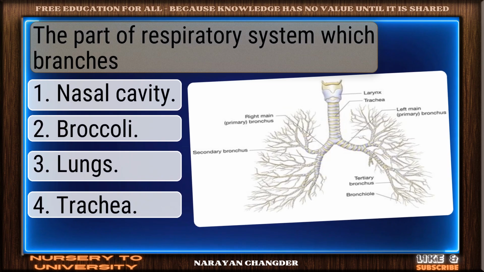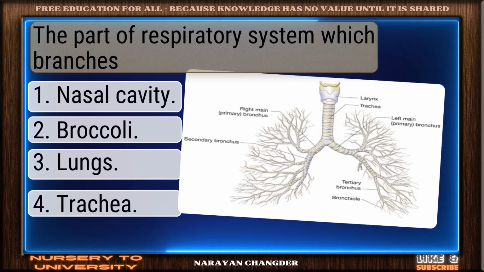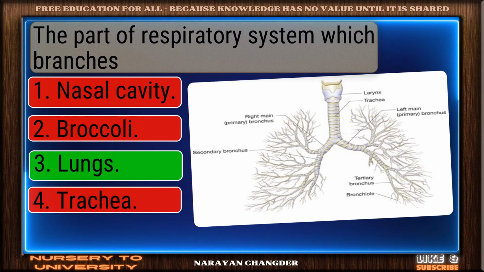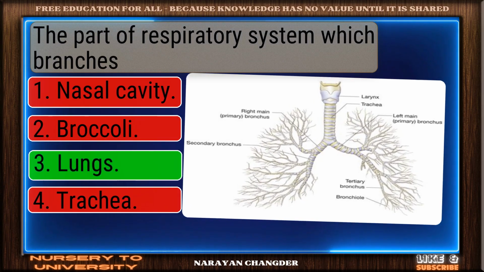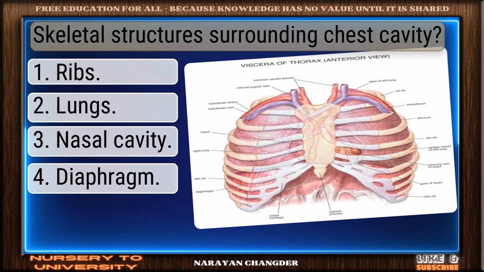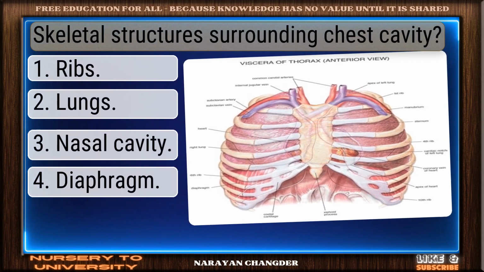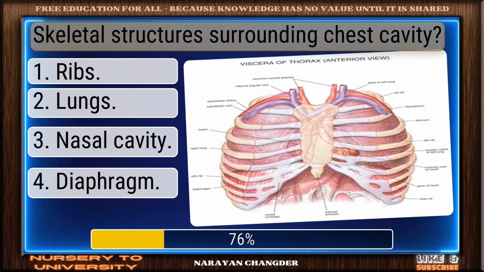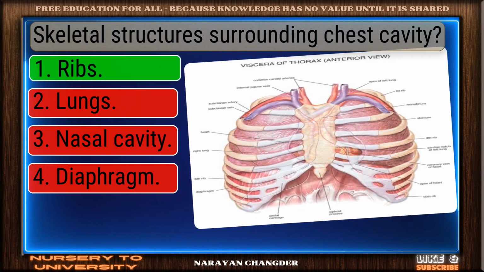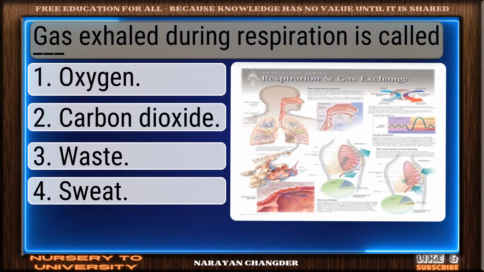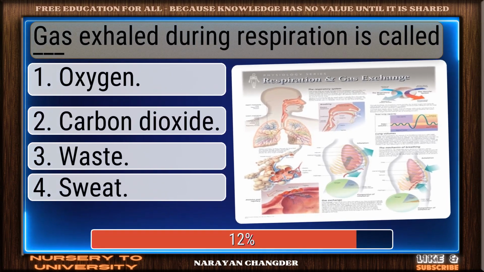Question number 52. The part of respiratory system which branches. Smart pick. Lungs is the correct choice. Question number 53. Skeletal structures surrounding chest cavity. Valid point. Ribs is true. Question number 54. Gas exhaled during respiration is called dash.